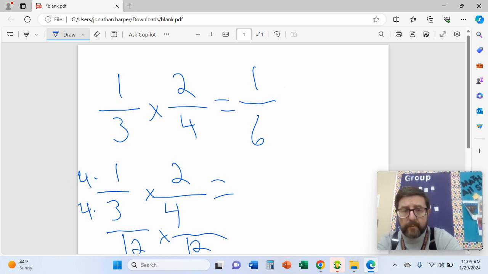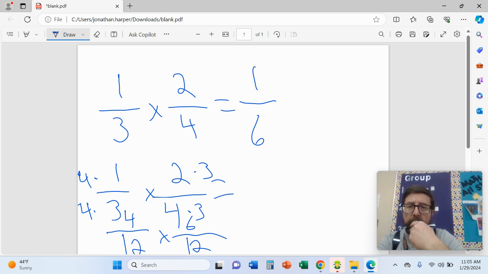So 4 times 1 would be 4. So we'd have 4/12. Then over here, we're going to take the 2 times 3. 2 times 3 is 6. So, am I doing that right? Yeah, I'm doing it right. Okay.